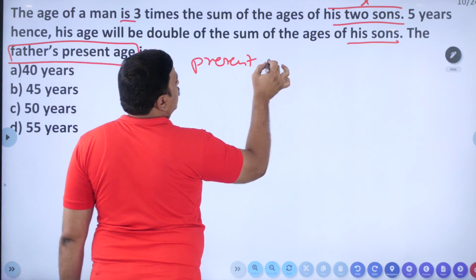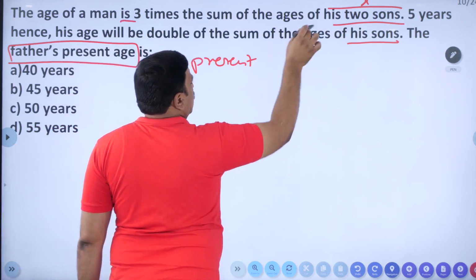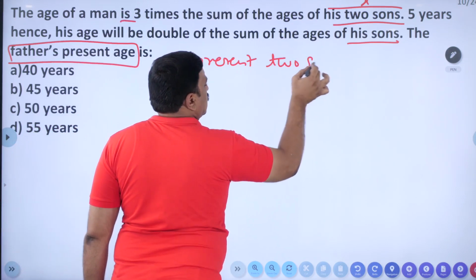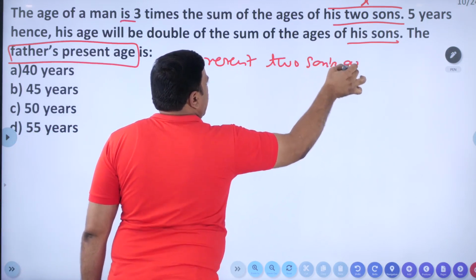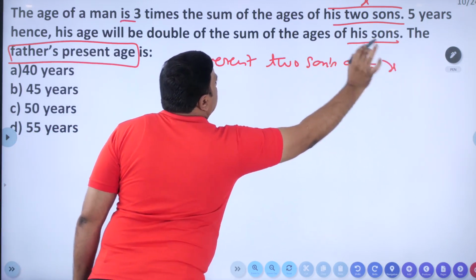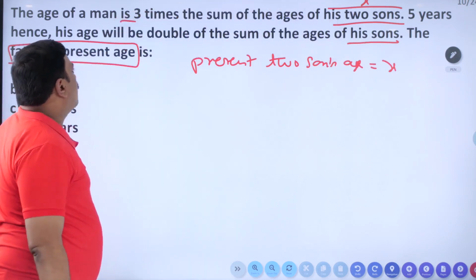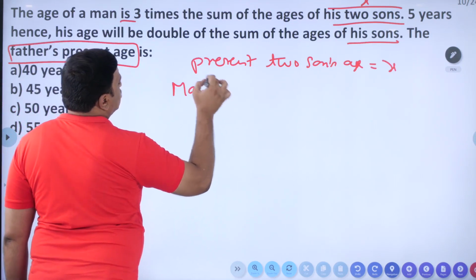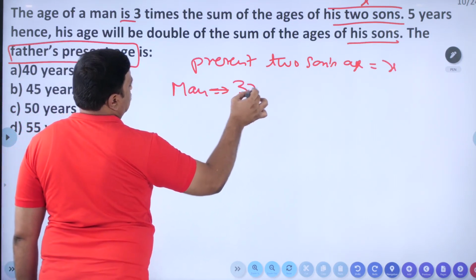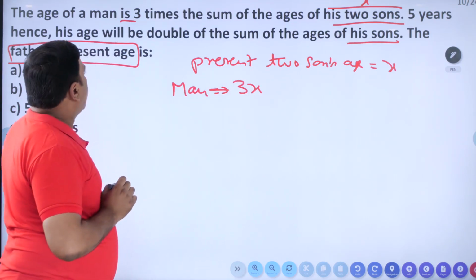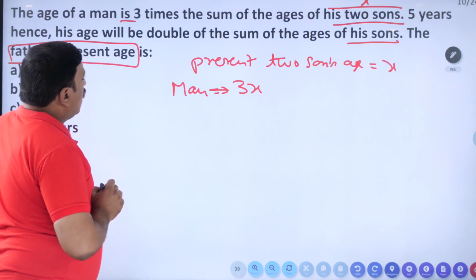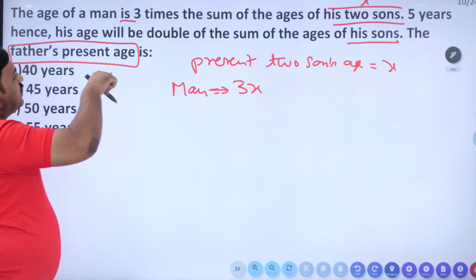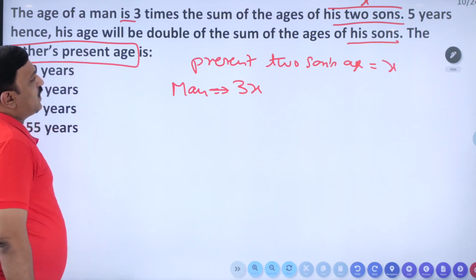It is the present age of the two sons. Sons' age, we will take this one as x. Then we will form our equation. Now man is how much? He is 3 times, so it should be 3x. That is 3x. 5 years hence his age will be double the sum of the ages of his sons.